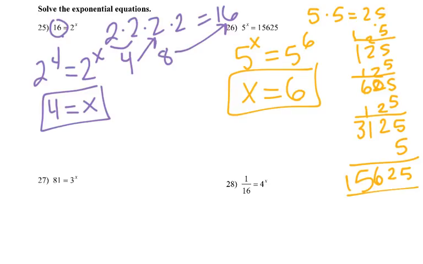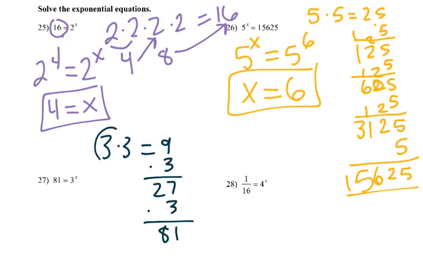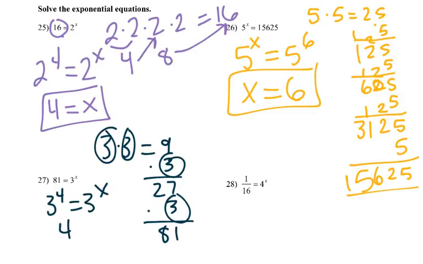Okay, 27, same idea. 3 times 3 is 9, times 3 is 27, times 3 is 81. So 1, 2, 3, 4. So 81 is 3 to the 4th equals 3 to the x, so 4 has to equal x.